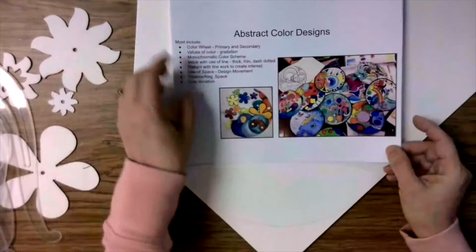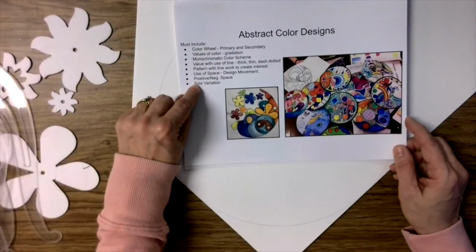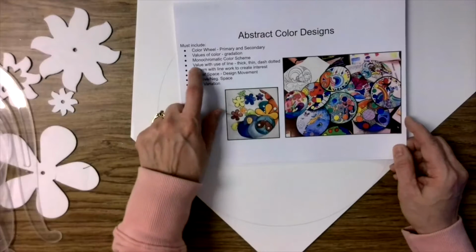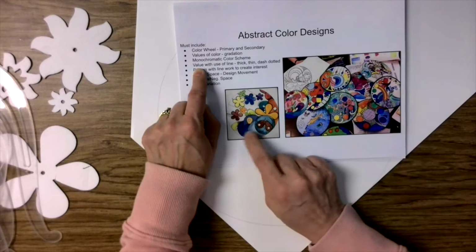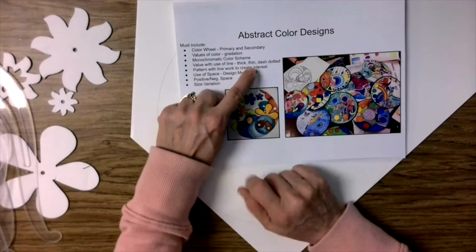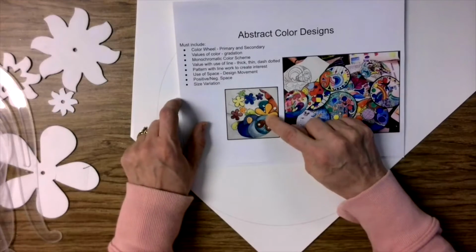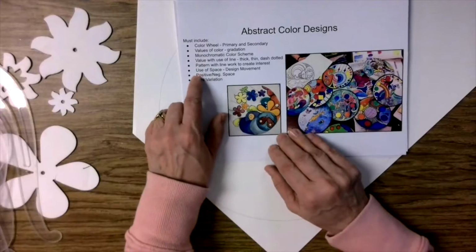Okay? So if you go through this list, this is what we're looking for. Each one of these things is what we're looking for in this design. So we went through here, value, like the dots, that adds value, thick and thin lines, dash lines, dot lines. You'll notice thick line here, thin line there. It all creates a variation, a difference for impact.